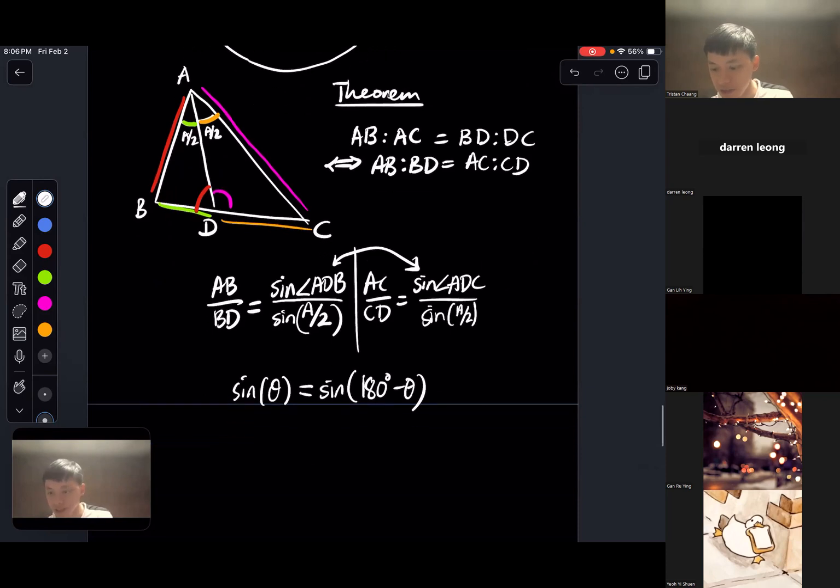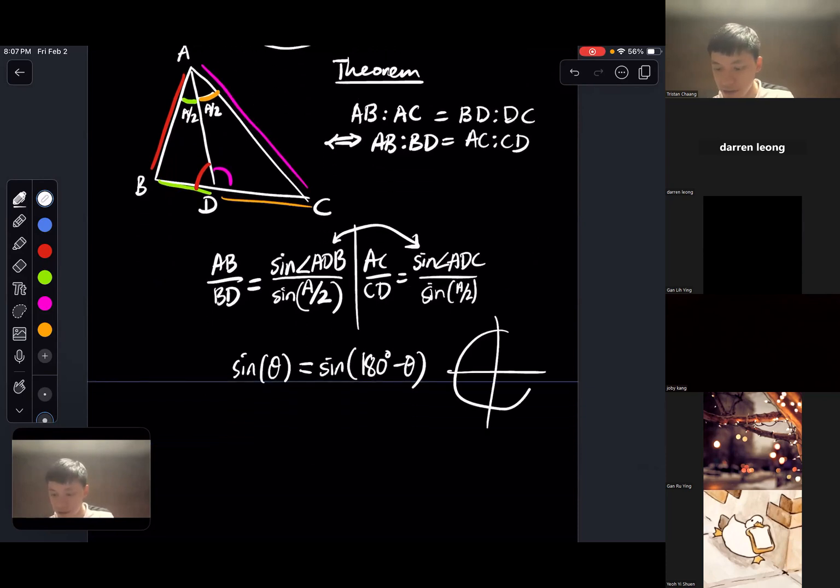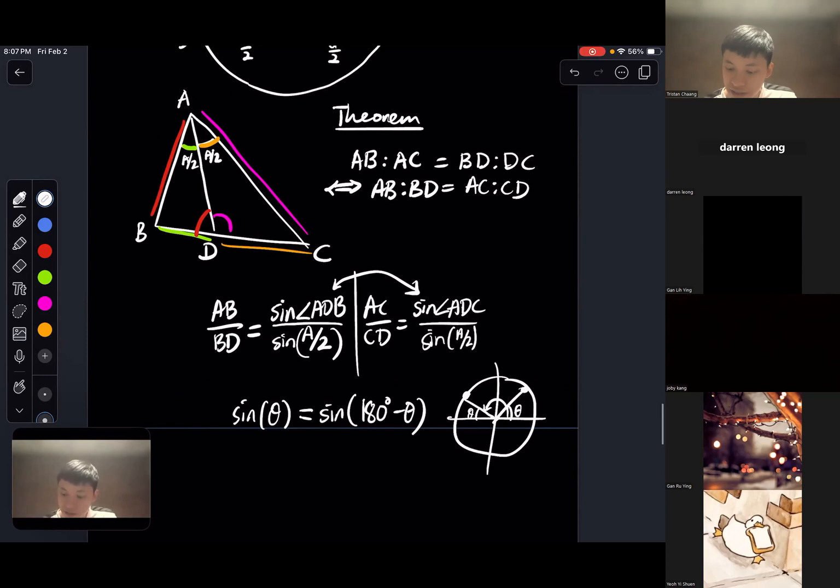If you use a unit circle definition for trigonometry, then the sine is always the y coordinate of the point. So if you have theta and 180 minus theta, then they both have the same y coordinate, so they both have the same sine. So these two are the same and the bottom are the same. So the two ratios are the same. Right. Okay.